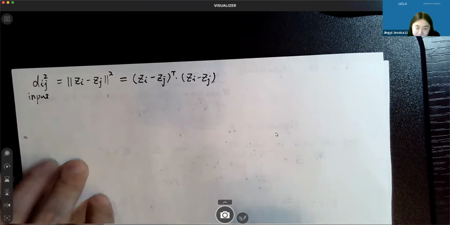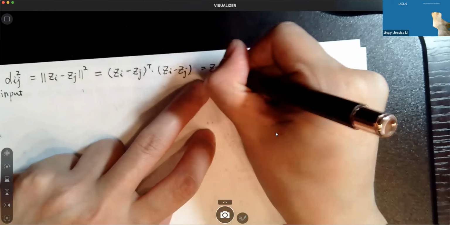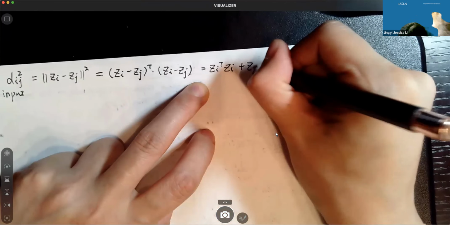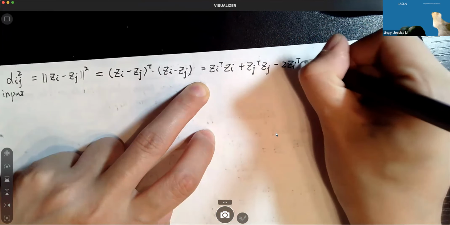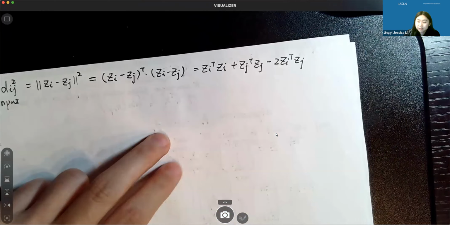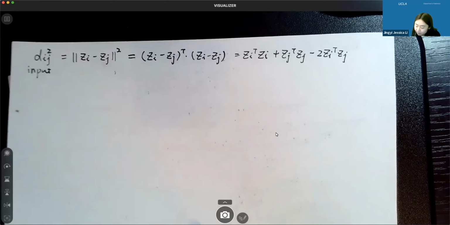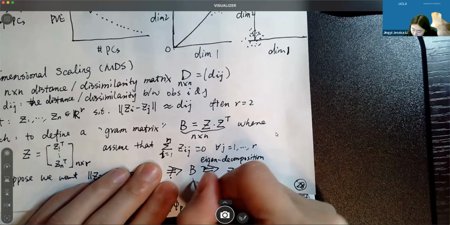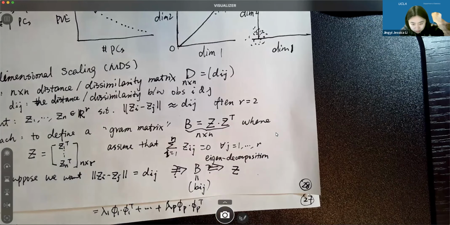And then we open it up. We are going to find this is equal to Zi transpose Zi plus Zj transpose Zj minus 2 times Zi transpose Zj. This is what we will have. And then you can see, if I define the entries in my Gram matrix B, the ith row, jth column is called Bij.